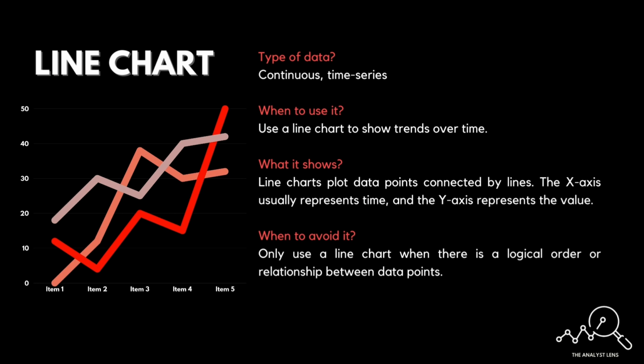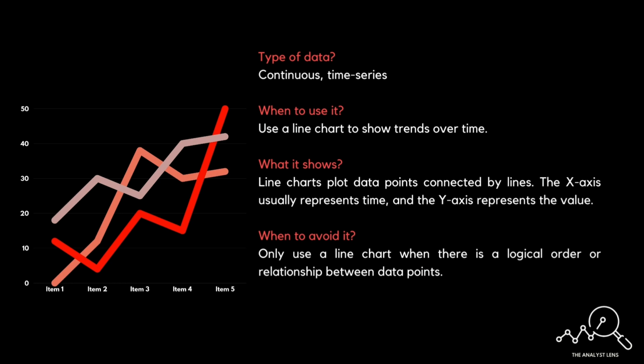Only use a line chart when there is a logical order or relationship between the data points. They connect data points over time, revealing the growth and seasonality. For example, it is used for watching the trends in the stock prices.